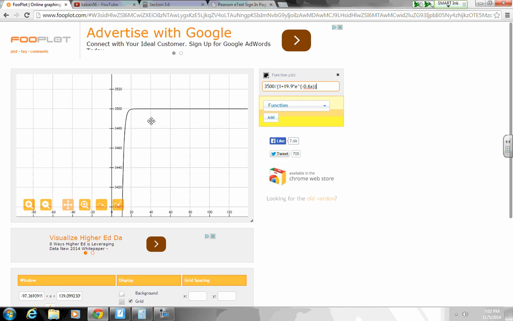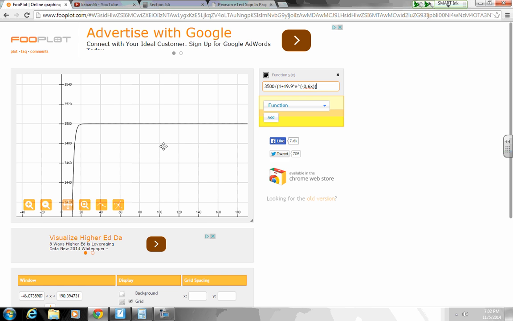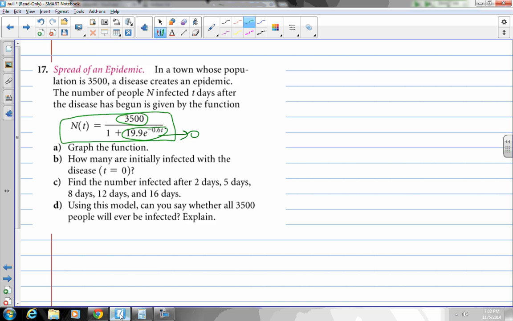Right? Now, it doesn't quite get to 3,500. 3,500 is an asymptote, and that's just the model. Realistically, yeah, you're going to get everybody infected. That's the idea, right? It's not going to be some little fraction of a person not infected. So, how many were infected initially?